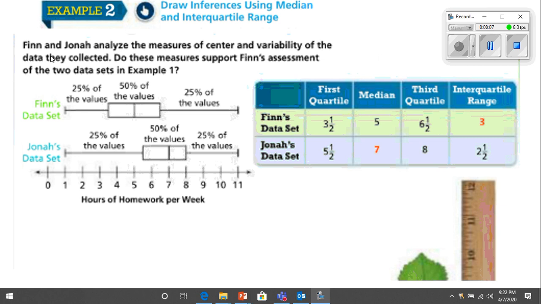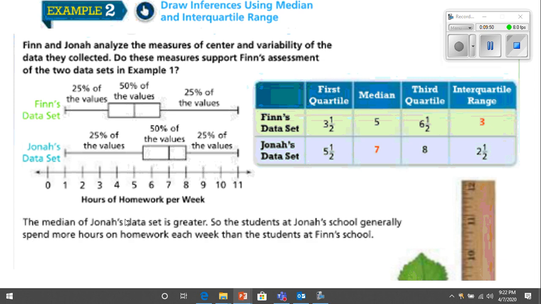Example 2, it says Finn and Jonah analyzed the measures of center and variability of the data they collected. Do these measures support Finn's assessment of the two data sets in example 1? When we look here, we see that the first quartile was at 3.5 for Finn, the median was at 5, and the third quartile was at 6.5. Now, to find the interquartile range, we have to take the third quartile and subtract the first quartile. So that would be 6.5 minus 3.5, which would make 3. We can also do this with Jonah's data set, which would be 8 minus 5.5, which would make 2.5.